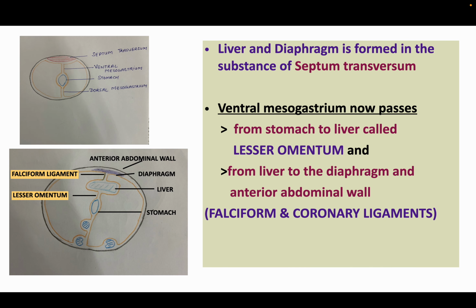Now liver and diaphragm are formed in the substance of septum transversum. Ventral mesogastrium now passes from stomach to liver and from liver to the diaphragm and anterior abdominal wall. Accordingly, the name is given to this ventral mesogastrium. The part of the ventral mesogastrium extending between stomach and liver is given the name lesser omentum, and the part present between the liver and the diaphragm and anterior abdominal wall forms the falciform and coronary ligaments.